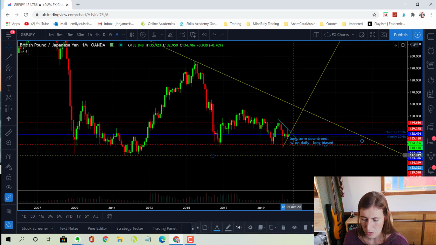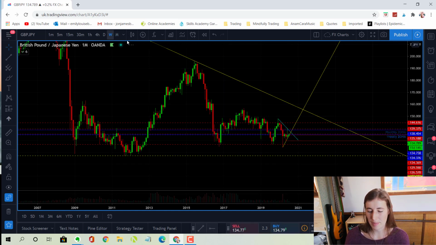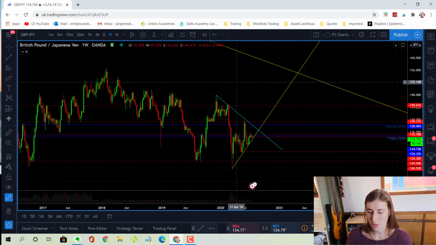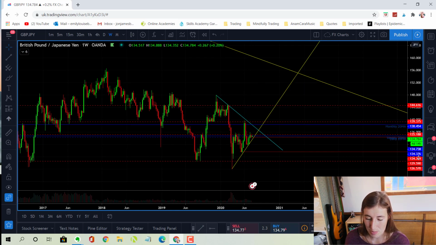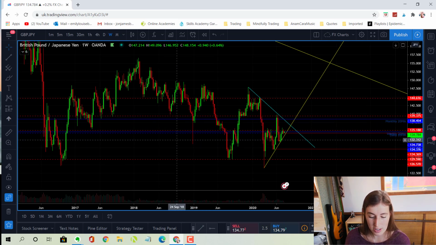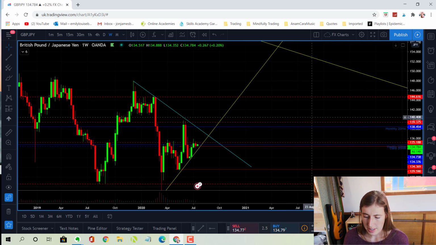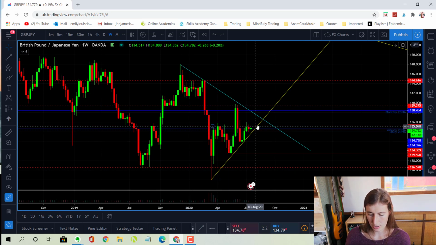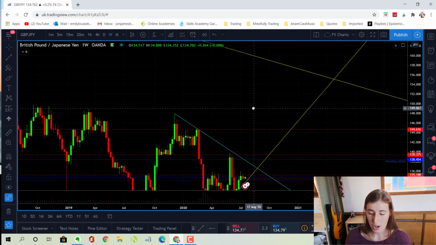I'm just going to move a few bits. I mean, it can get quite messy doing analysis, but at the same time, the levels I've got here would be from a previous analysis, so I don't really want to remove them if they've still got some authority on the chart. So just jumping into the weekly. So we've been in this low consolidation here on the weekly within this larger time frame consolidation of the monthly.